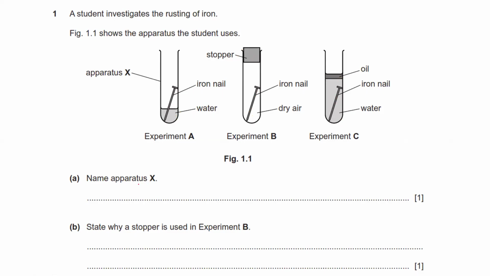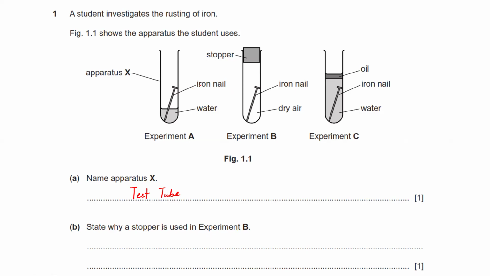So first part, it says, name the apparatus X. The apparatus X is a test tube, okay? And it says state why the stopper is used in experiment B.